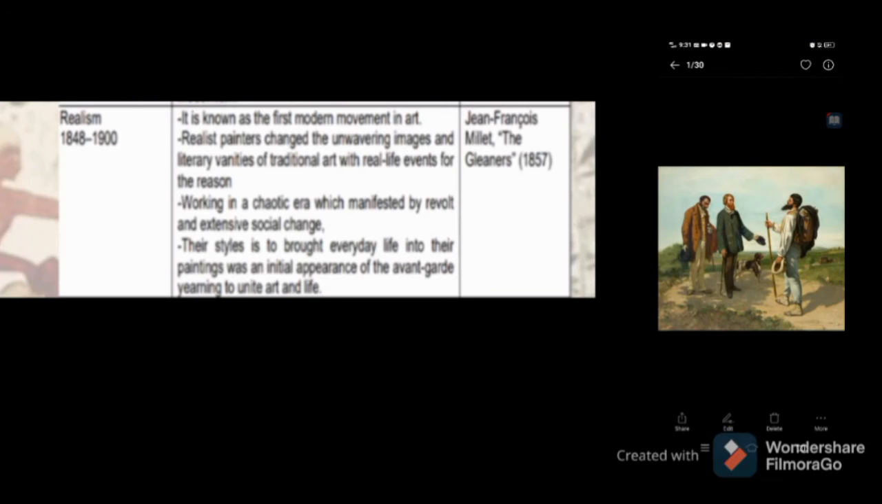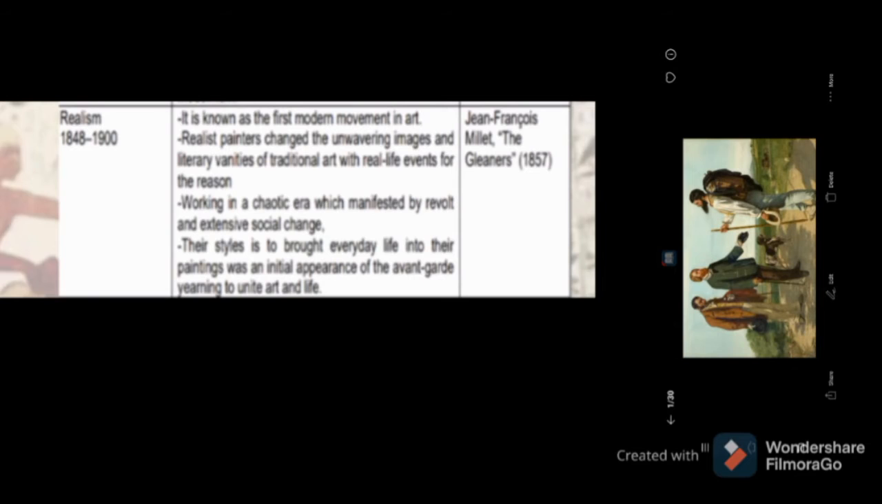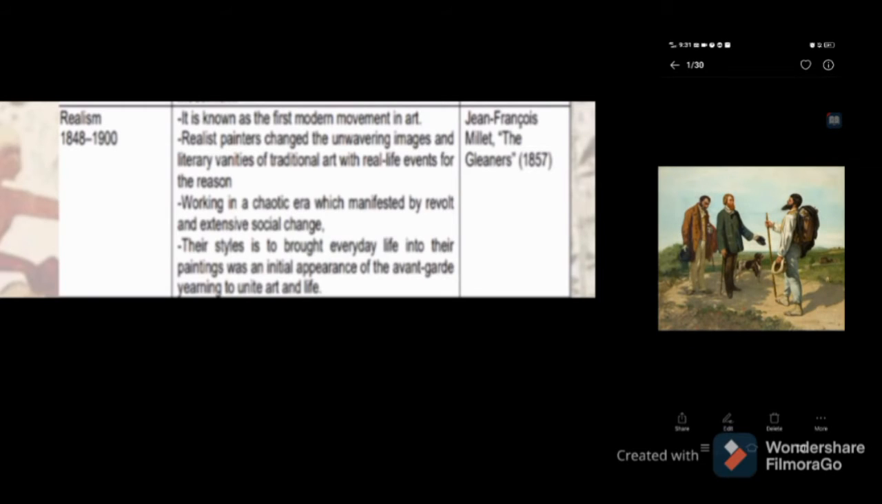What is Realism? It is known as the first modern movement in art. Realist painters changed the unwavering image and literary vanities of traditional art with real-life events. They worked in a chaotic era which manifested revolt and extensive social change.